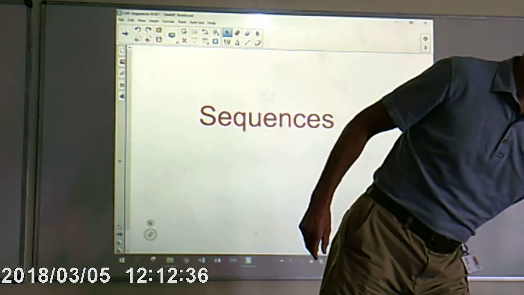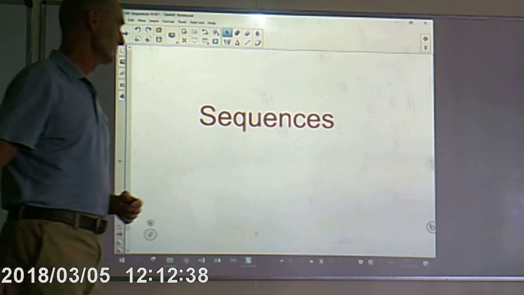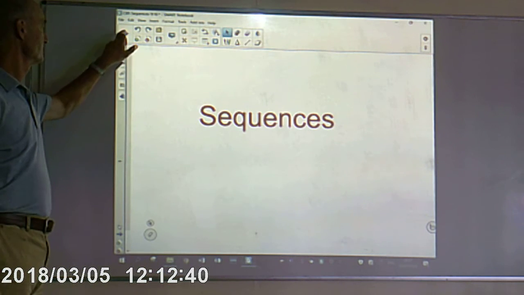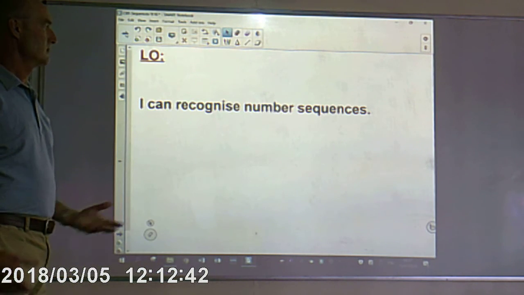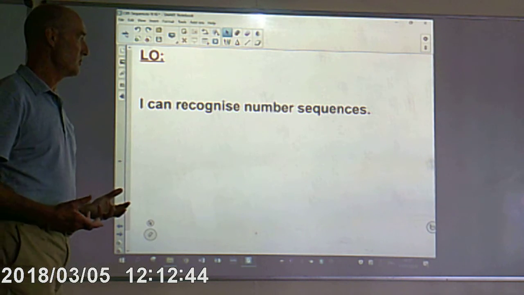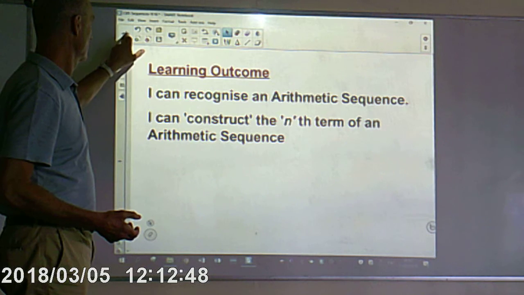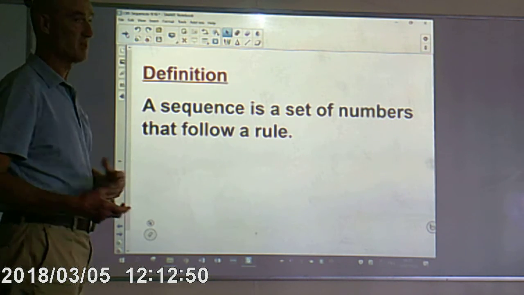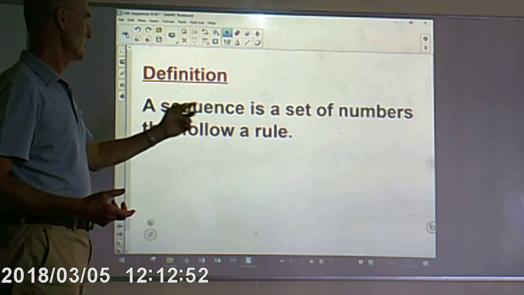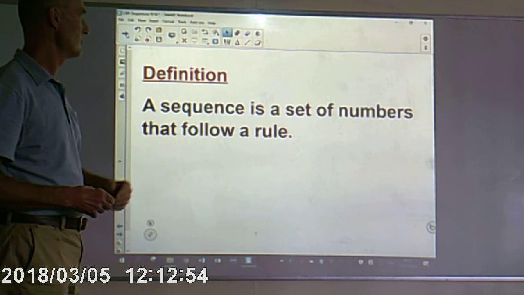Hi there, and today we're going to be looking at sequences of numbers. We want to be able to recognise what a number sequence is. In particular, we'll be dealing with arithmetic sequences. But a sequence is a set of numbers that follow a rule.